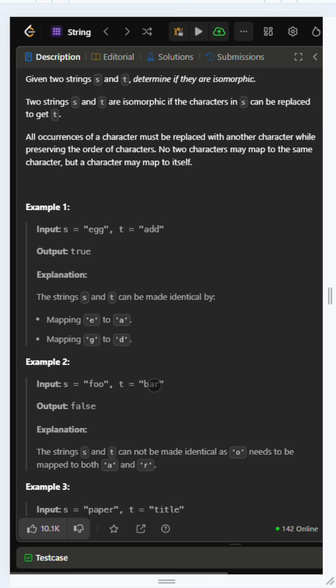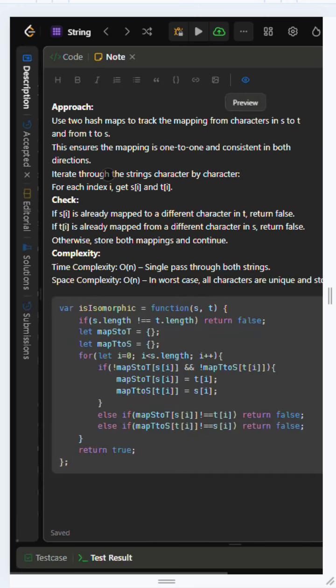So to make sure of that, we have to take two maps. Here we have taken two maps, and whatever I have talked about, we will check whether there is a mapping or not. If the mapping is not there, then we will add to the map, and this is going to be the correct mapping. S of I is going to map to T of I, and for the same T of I, the S of I should be there. So the mapping has to be in a pair manner. And if the pair is not correct, then it is not an isomorphic string.